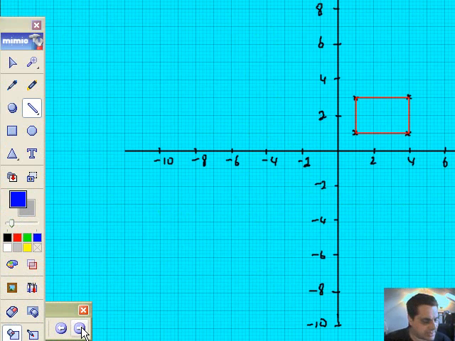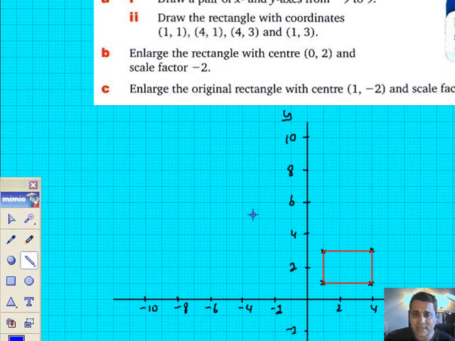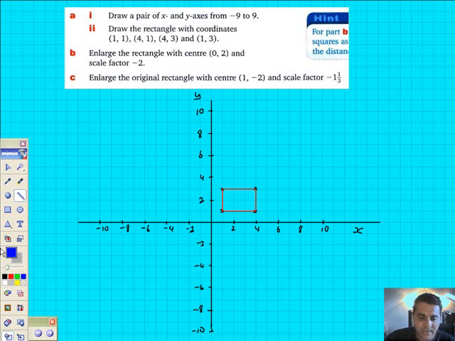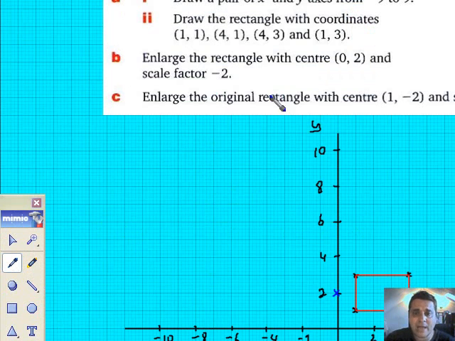Let's just try this one. This is question 2. I took the liberty again of preparing the axes earlier. So draw the rectangle 1, 1, 1, etc., 4, 1, 4, 3. It's all there anyway. Enlarge the rectangle with centre 0, 2. Now 0, 2, just put it in, shall we? Is right there. There's 0, 2. I've got to enlarge it with a scale factor of -2.